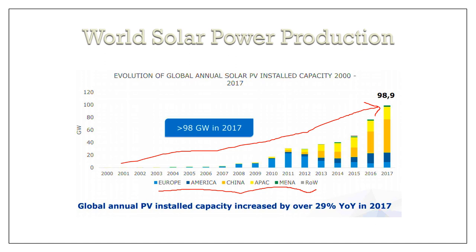And we can understand the global annual power production, or our photovoltaic installed. PV is the abbreviation we use for a cell. So these panel installed capacity increase. This is a calculation, mathematics, about 29% going up.